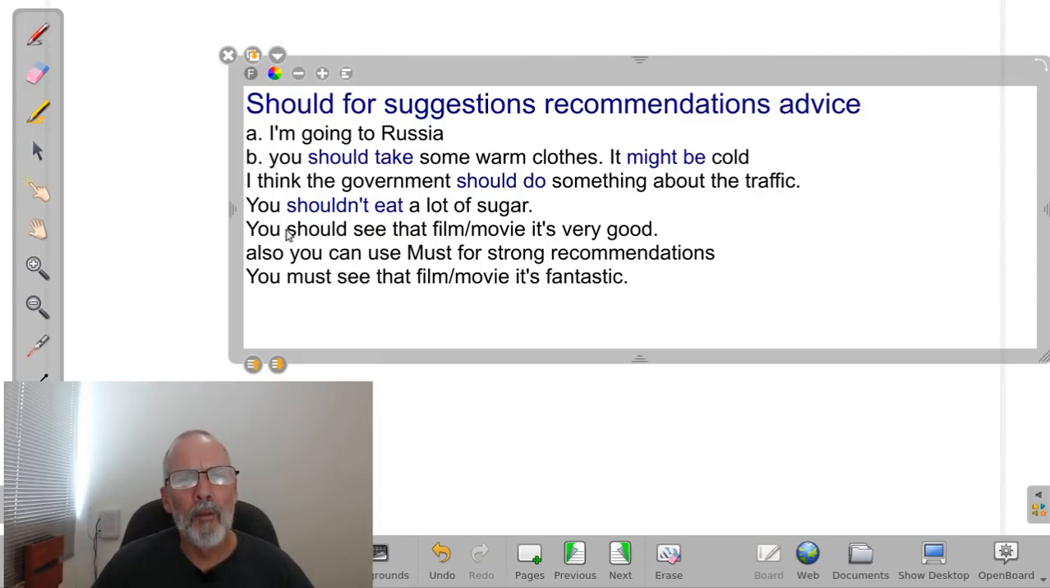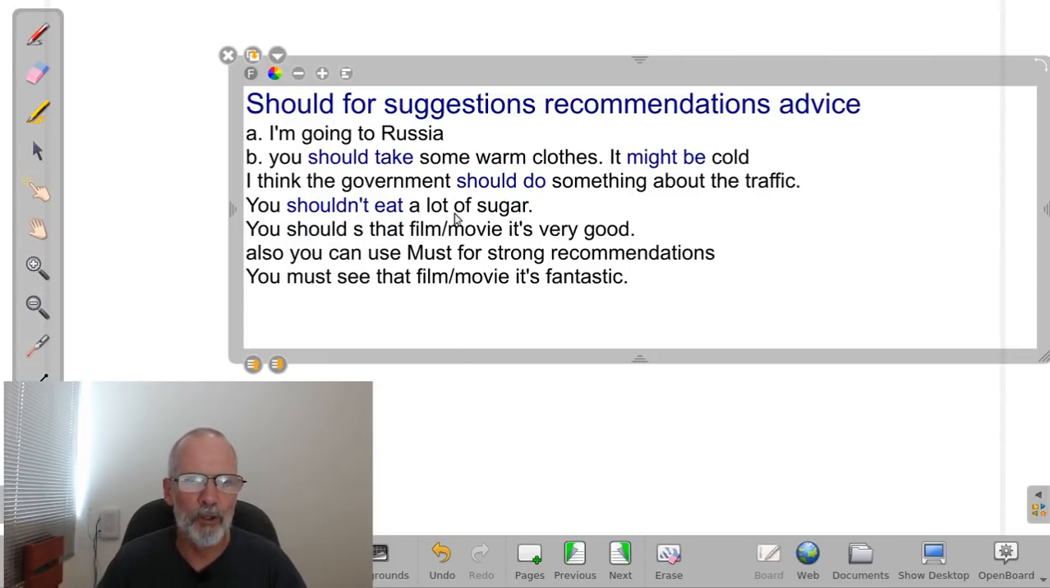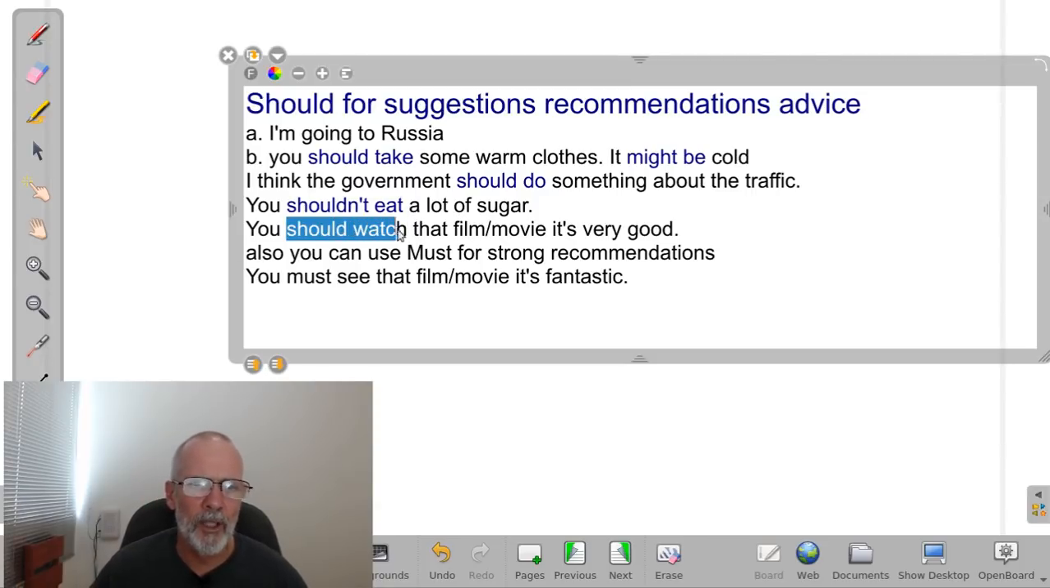Finally, recommending a film. You should see that film, or you should see that movie. In British English we say film, in American English they say movie. Maybe I should say you should watch that film. Yeah, it's better to use watch. You can use either actually in this situation. You should watch that film. It's very good. So this is a recommendation.